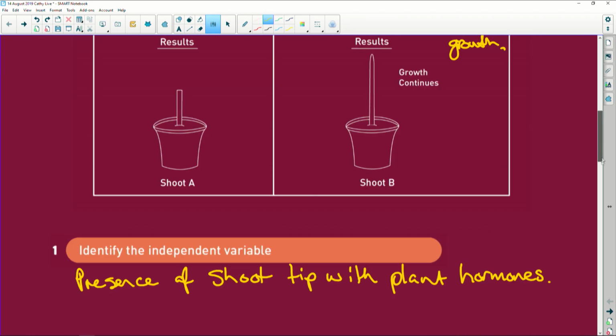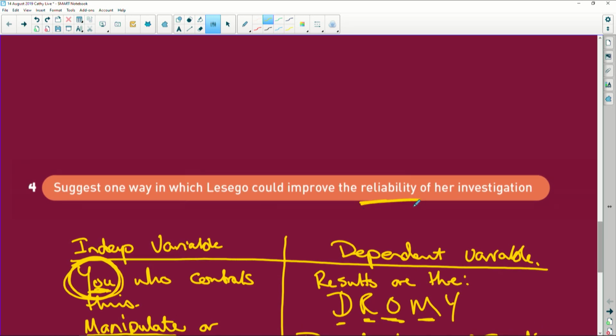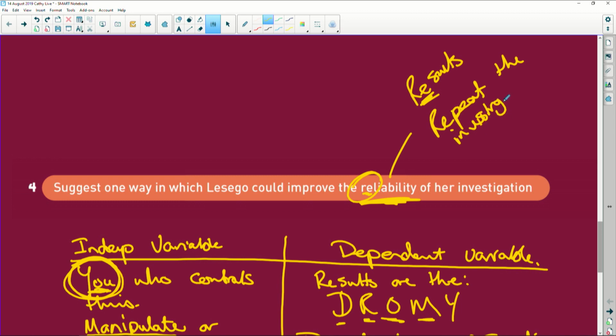Now we're running out of time at a rapid rate of knots, so I'm going to quickly go through this. It asks, how would she improve her reliability? Remember, reliability always relates to the results. Your most important way to improve your results is to repeat the investigation many times. Or you could increase your sample size and then do an average. So remember, if it's reliability, RE for reliability, RE for results, RE for repeat.